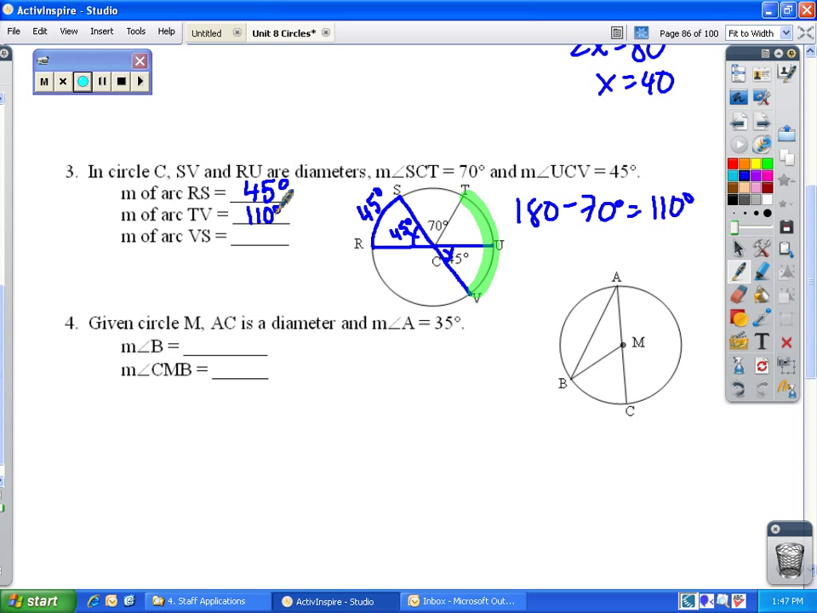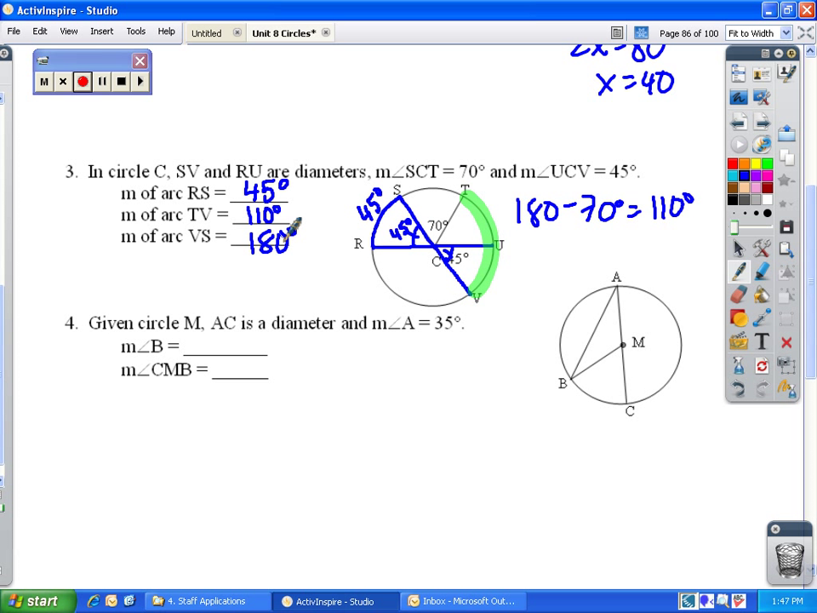All right, next, the measure of arc VS. So from V all the way around to S. Well, since VS was a diameter, from V all the way around to S is half of the circle, or 180 degrees. All right, number 4.